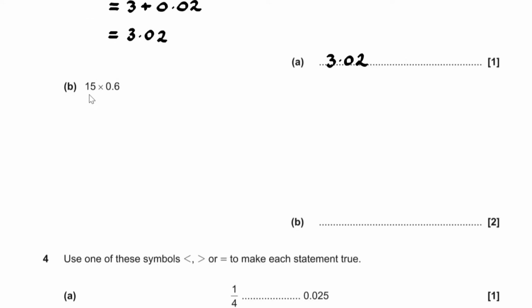Part B, we have to work out 15 multiplied by 0.6. Well, we've got this 15 and we are multiplying by 0.6. 0.6 as a fraction is 3/5, so we have 15 times 3/5. And to work out what this is, well, 15 divided by 5, that's 3. And then we multiply this by the 3. 3 times 3 is 9. So 15 times 0.6 is 9.